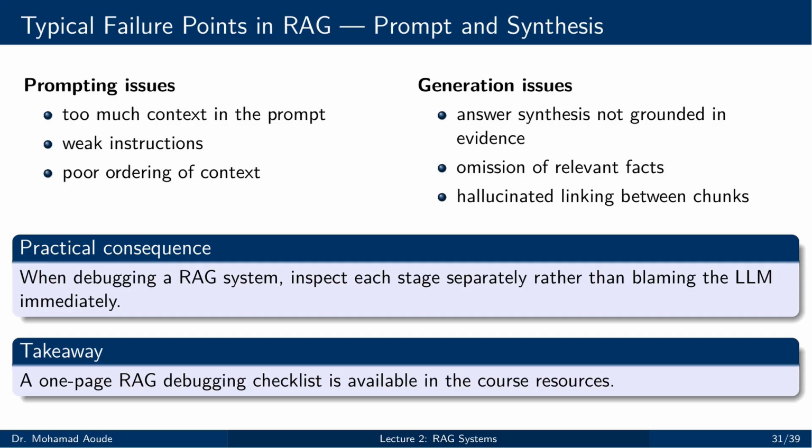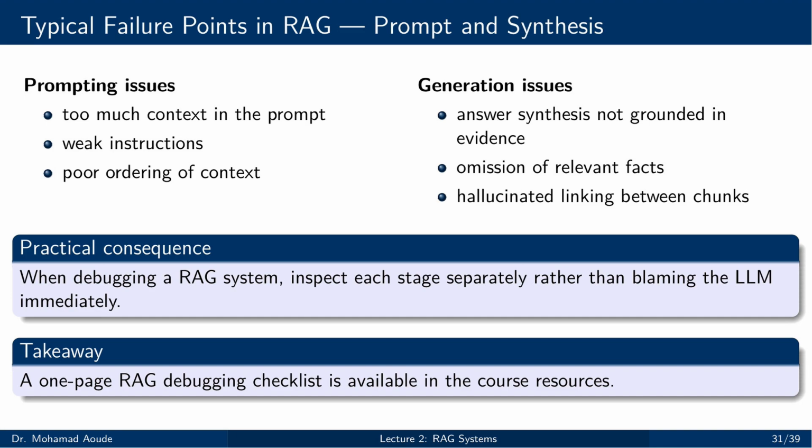Now suppose retrieval is reasonably good, but the answer is still weak. Then the next likely failure region is prompt construction and answer synthesis. Too much context in the prompt can confuse the model. Weak instructions can fail to constrain behavior. Poor ordering of context can bury the most relevant evidence. On the generation side, the model may omit key facts, fail to synthesize across chunks, or hallucinate connections that are not actually supported by the evidence. This is why prompt design remains important, even in strong retrieval systems.